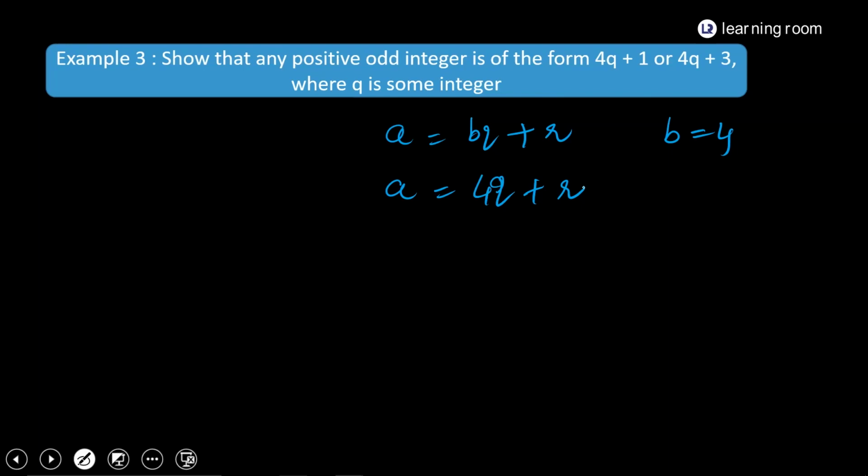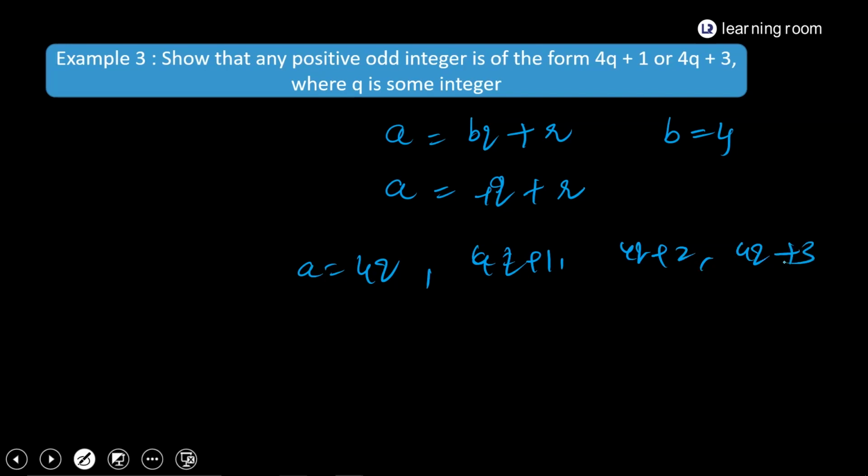So what is Euclid's lemma? Let's say a is equal to bq plus r. What is the range of values of r? 0 to? Here we are taking b equal to 4, so that's why 0 to 3. If b is equal to 10, it is 0 to 9, right? So here r varies from 0 to 3. So a can be 4q, 4q plus 1, 4q plus 2, 4q plus 3.